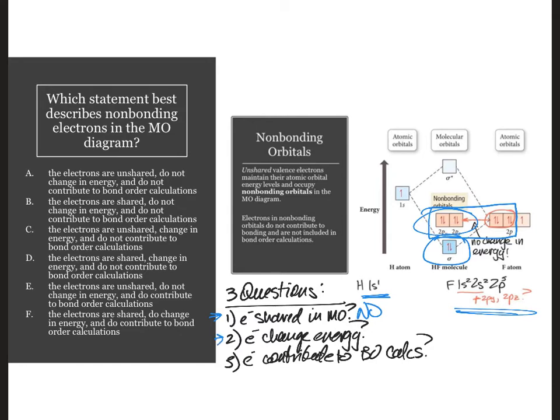Second question, do the electrons change energy? No, they do not. Notice this line just comes straight over. And do the electrons contribute to the bond order calculations? Because they are not shared, that tells us this is also a no. All right, so for all of those reasons, this is going to be the best answer. The electrons are unshared, do not change energy, and do not contribute to bond order calculations.